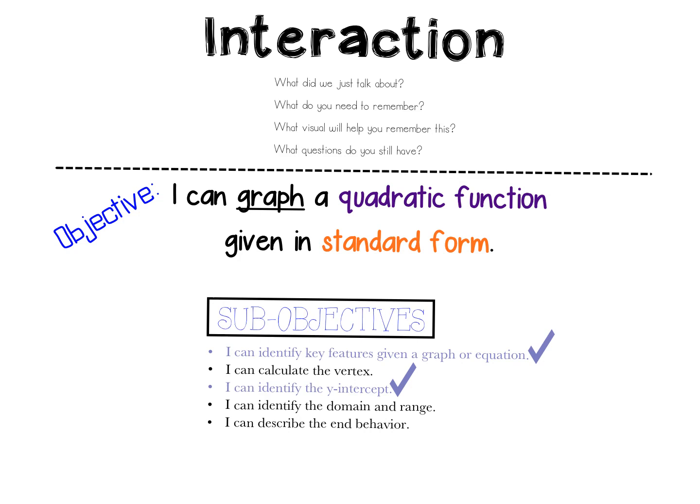All right, so our goal of graphing a quadratic function given in standard form, we've been able to do 2 of our sub-objectives. So I can identify key features given a graph, and we're going to move on to the equation part a little bit more, but you were able to pick some things out, and to identify the y-intercept.